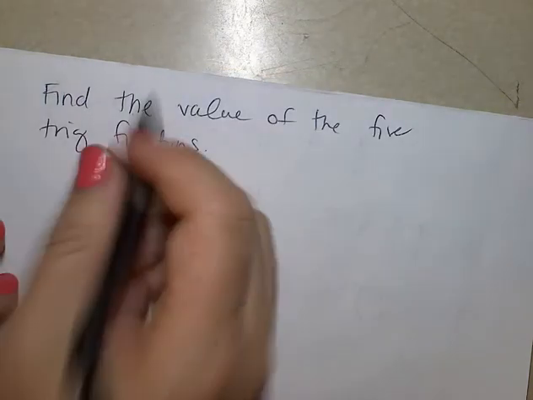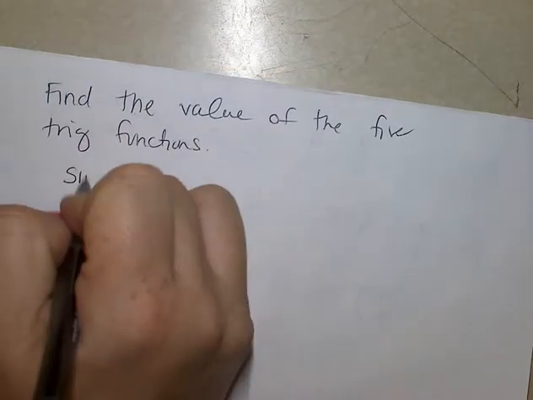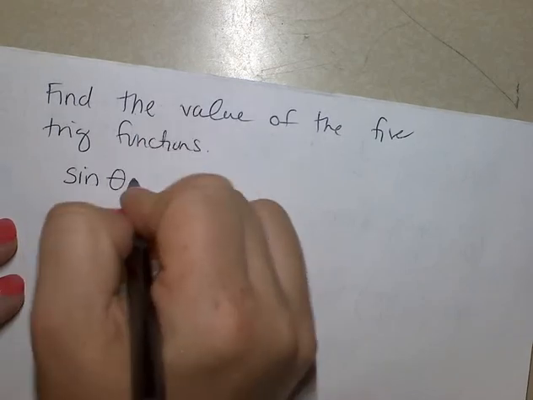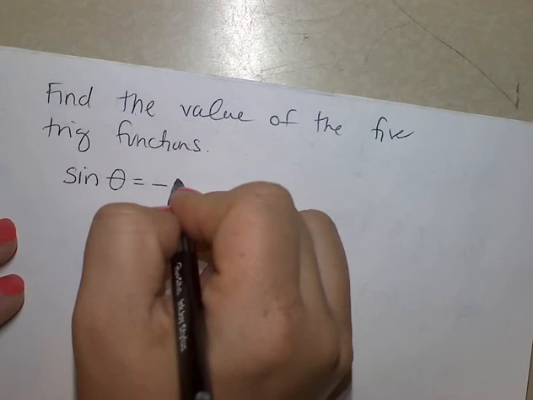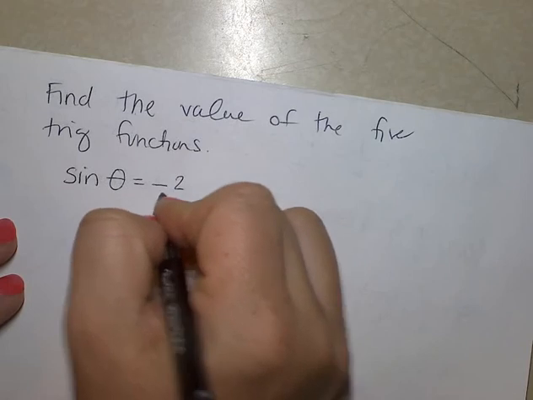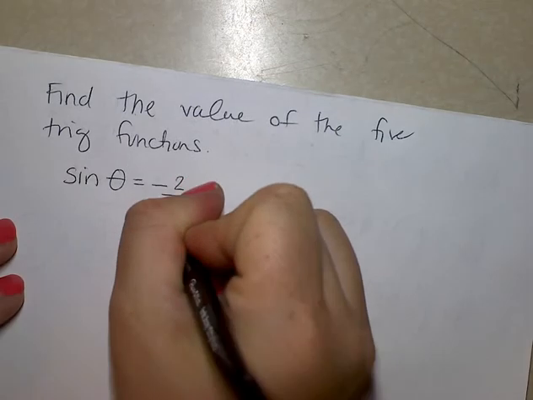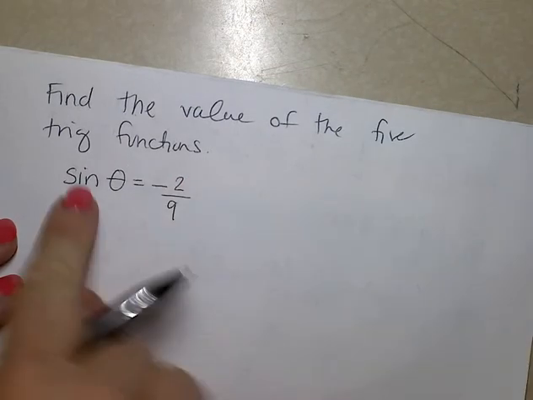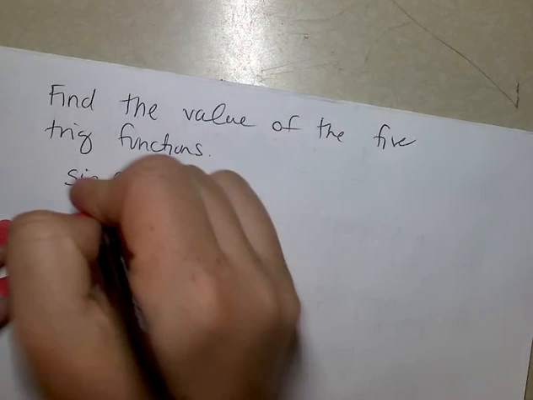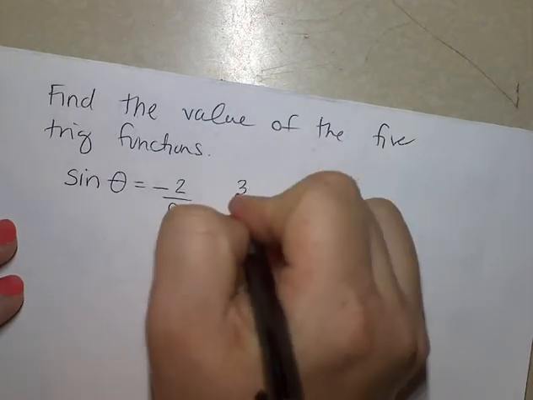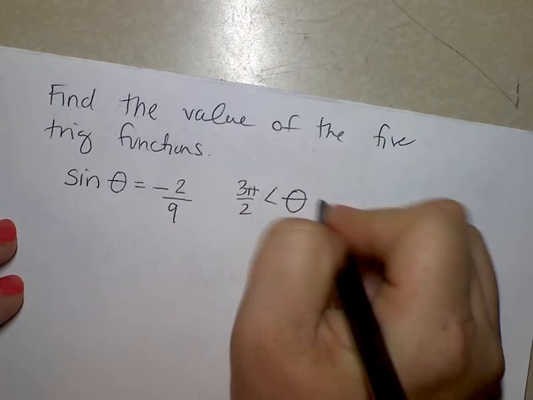Okay, here we go. The sine is equal to negative 2 over 9. The sine is equal to negative 2 over 9. And you're told that this angle is between 3 pi over 2 and 2 pi.